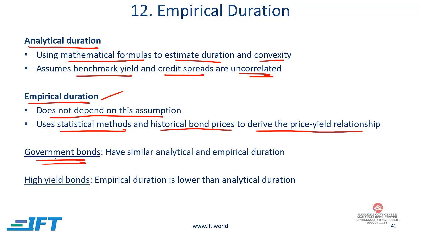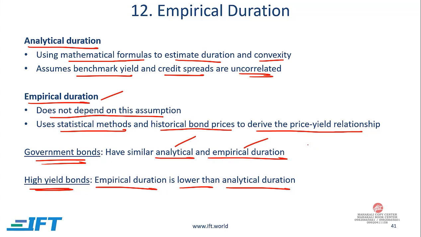Now, looking at government bonds, these will have similar analytical and empirical duration because here there is no credit spread. So since there is no credit risk, the value that we will get using analytical methods and empirical methods will be the same. However, with high yield bonds, the empirical duration will be lower than the analytical duration. This is because credit spreads and benchmark yields are negatively correlated. And let me quickly explain why.